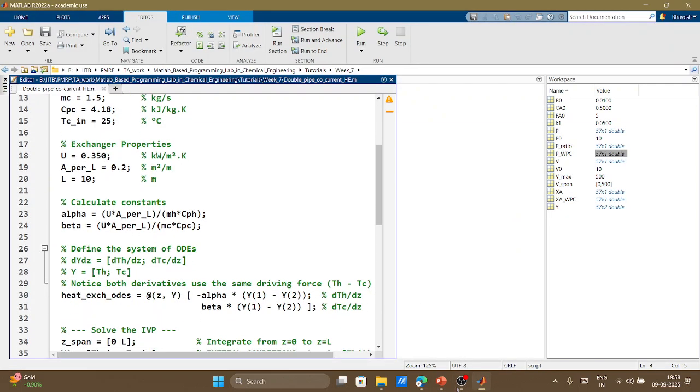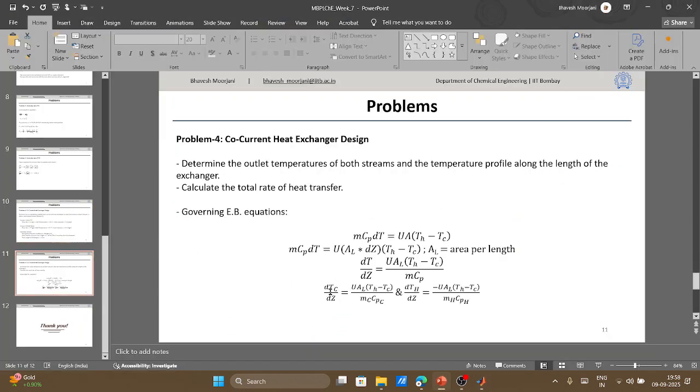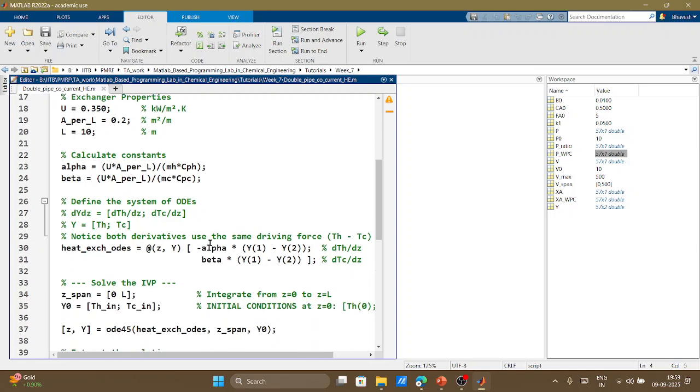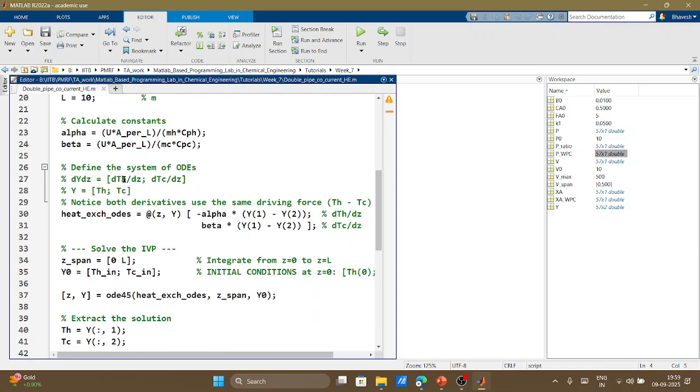Now in these two ODEs, except Th and Tc, all the other parameters are constant. I am referring to them as constants alpha and beta. So alpha is UA by m_h cp_h, which is for the hot stream. Beta is UA by m cp for the cold stream, right? So I have computed alpha and beta. My two equations become dTh by dz and dTc by dz, and I am creating heat exchanger ODEs which are functions of z and y, right?